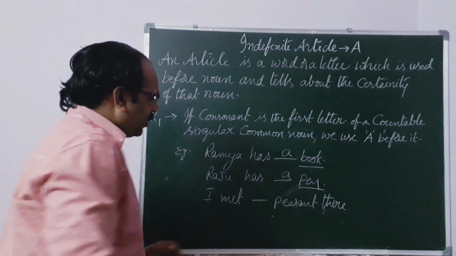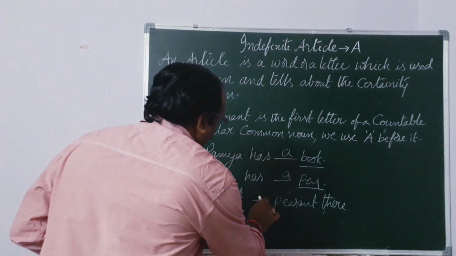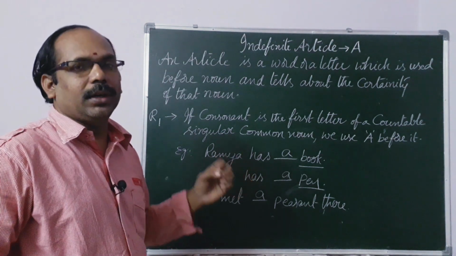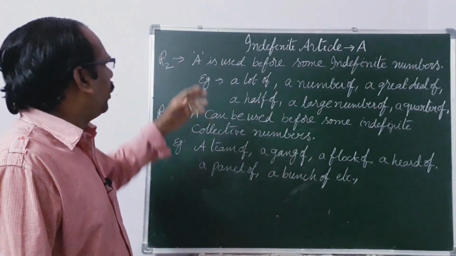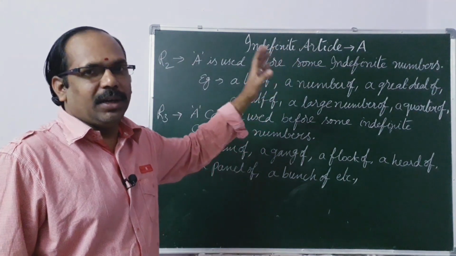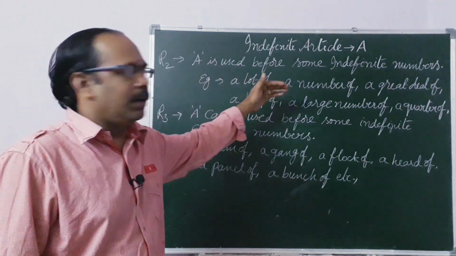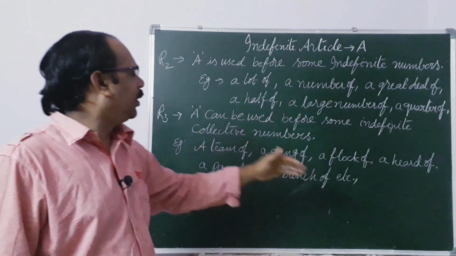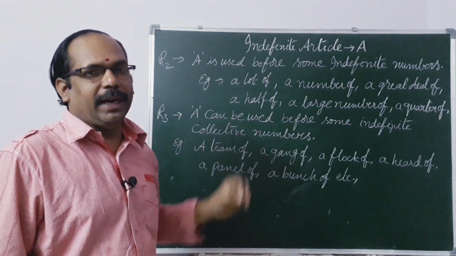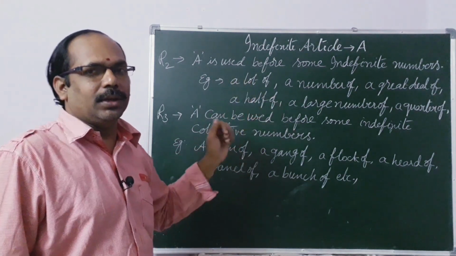And I am a peasant there. In this situation, in this context, we have to use a. Number 2. A is used before some indefinite numbers. For example, a lot of, a number of, a great deal of, a half of, a large number of, a quarter of, etc. In such phrases, we can use a.